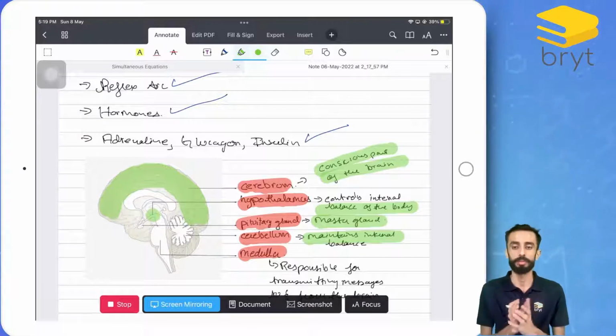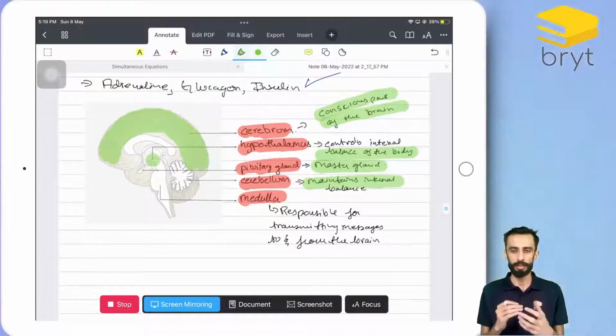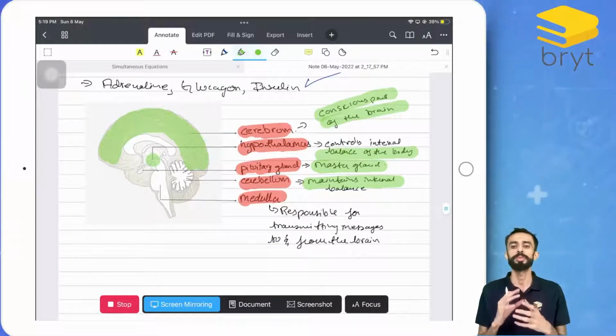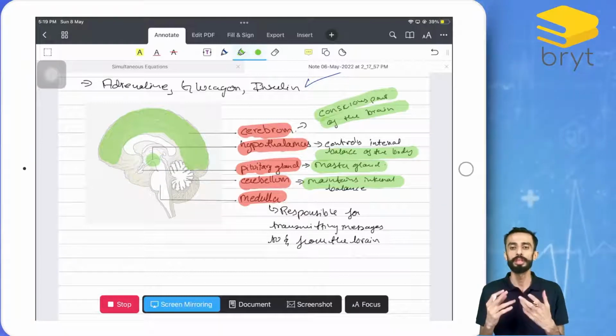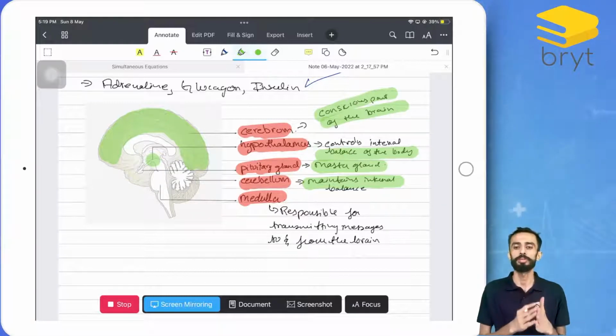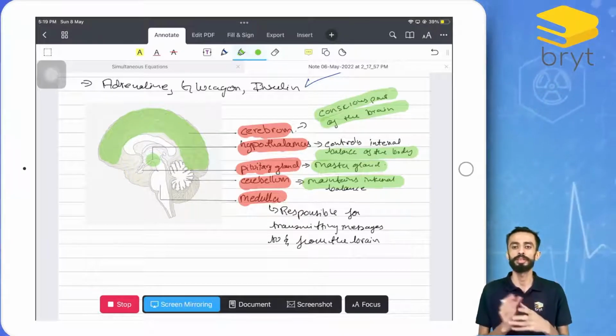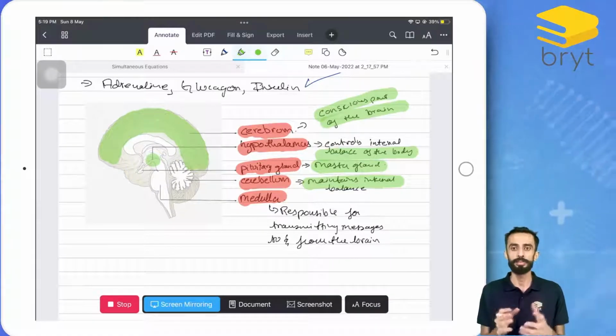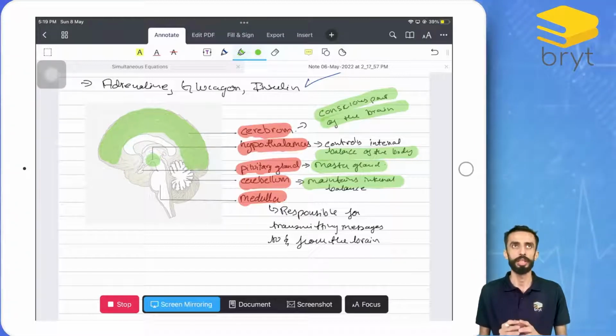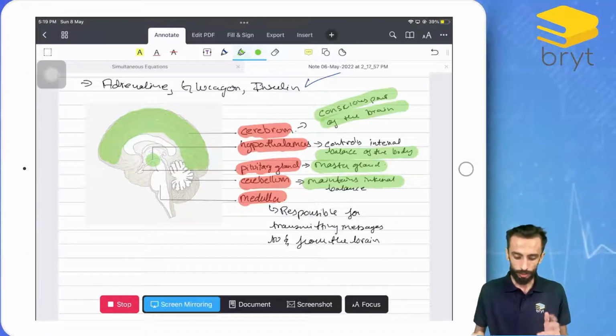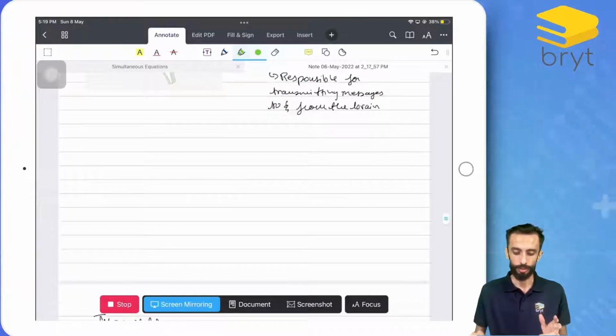And lastly, you have the medulla. The medulla has a very basic function, which is coordinating the responses from the spinal cord that the brain receives. It sends messages from the spinal cord to the brain and from the brain to the spinal cord and coordinates the responses. So that is basically your areas of the brain. Let's move forward with types of neurons.